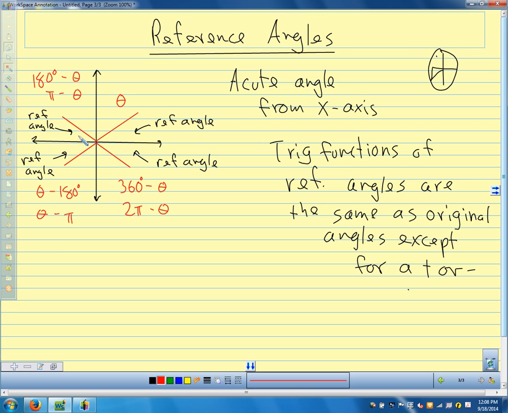All right, questions about reference angles? I just want you to be aware of them, to know that you can use them. They can help you out with solving problems.